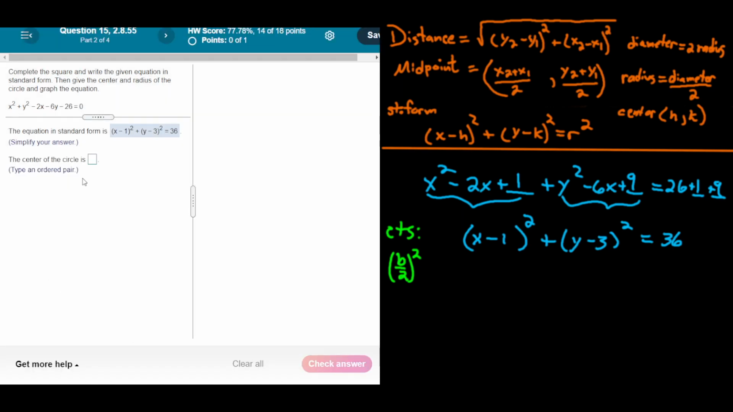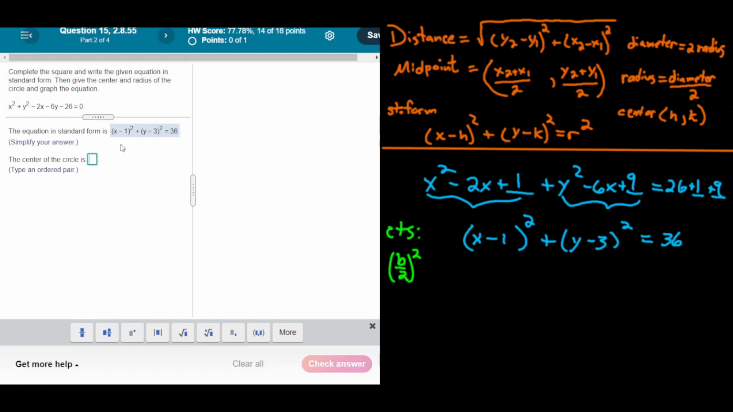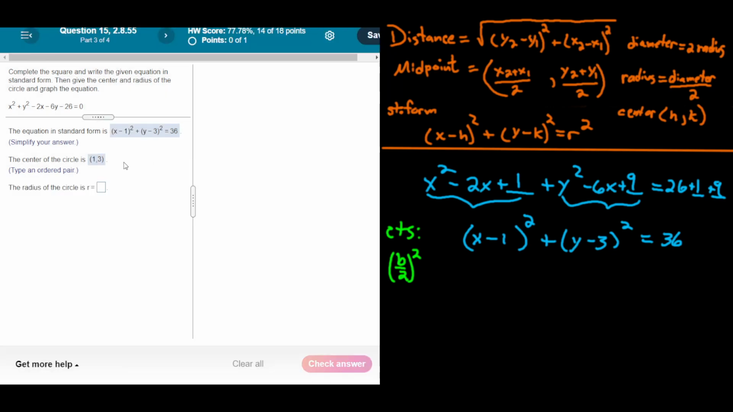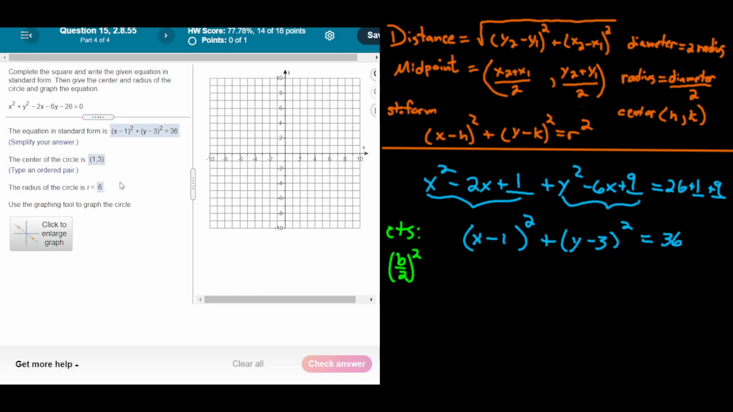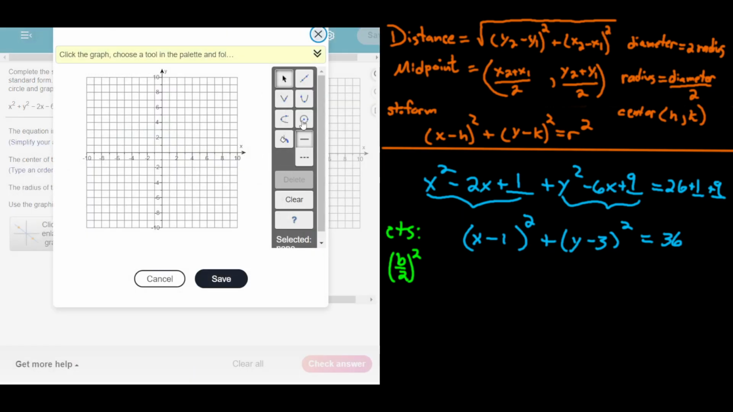All right, got it. Nice work. Center, opposite of that is 1. Opposite of this is 3. Radius, the square root of the right-hand side, 6. All right, graph it up.